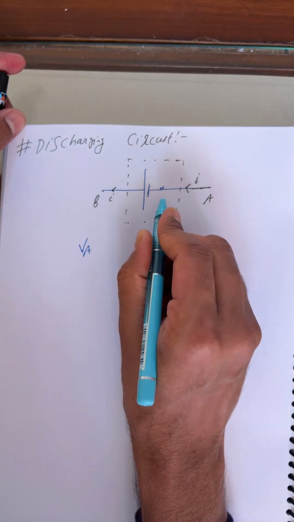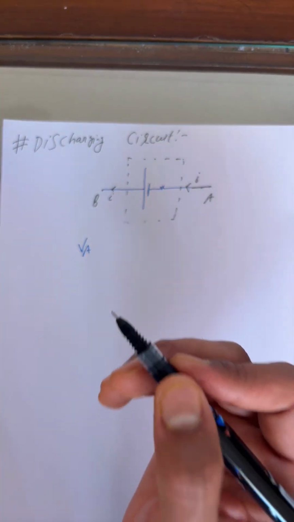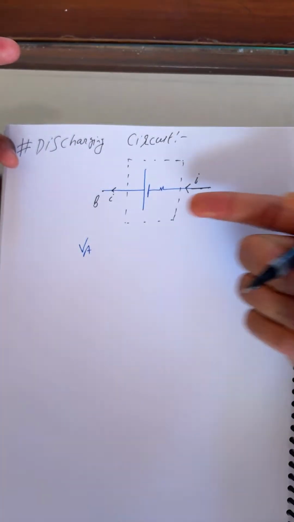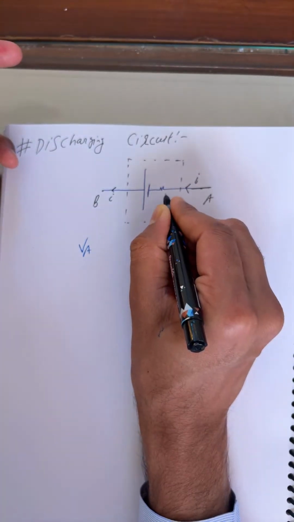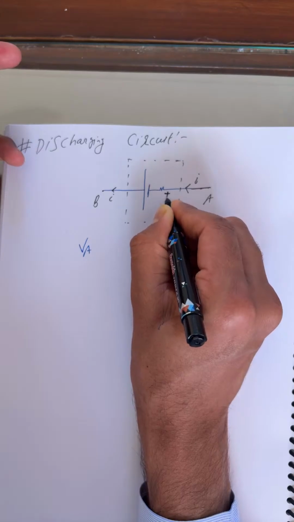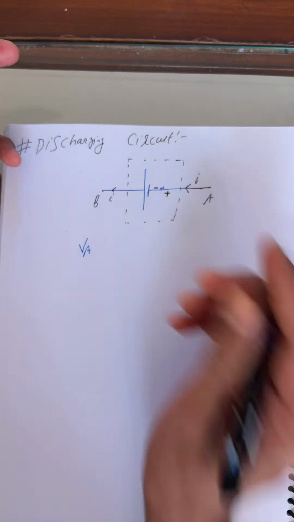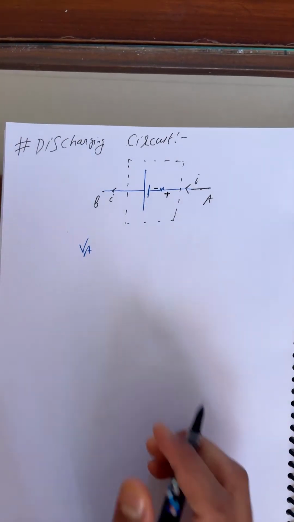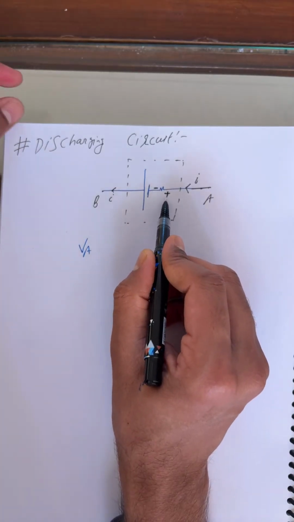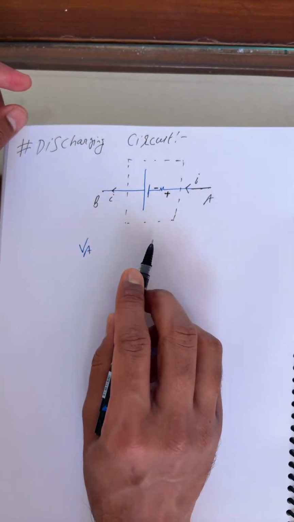Now you know, on the resistor, there is a sign convention according to the direction of motion of current. This is the direction of motion of current. Current always flows from higher potential to lower potential, so this end is plus and this end is minus. Keep this in your mind. I am explaining the discharging circuit.